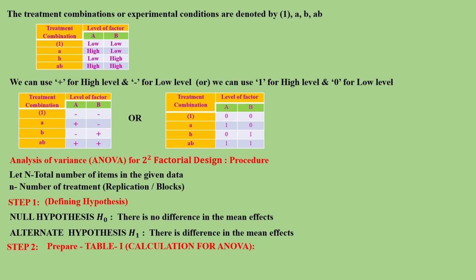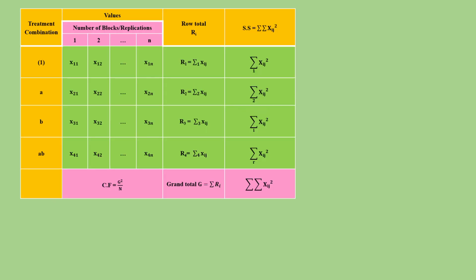Step 2, prepare the table for calculation for ANOVA. So first write this: within brackets (1), a, b, ab, right? So number of blocks, right? Then calculate as per this the row total, summation, sum of squares, correction factor.